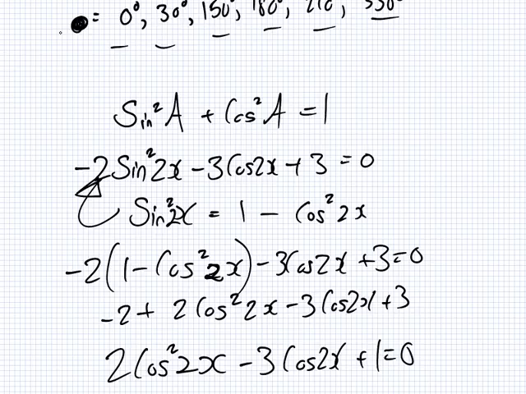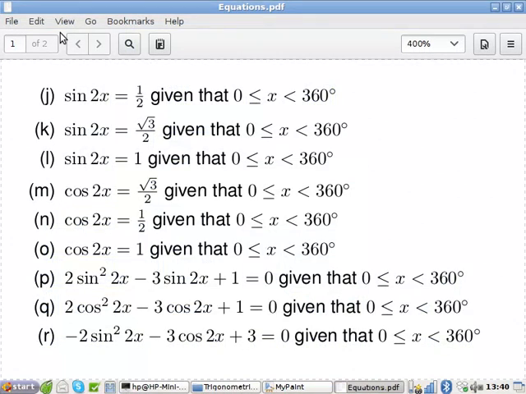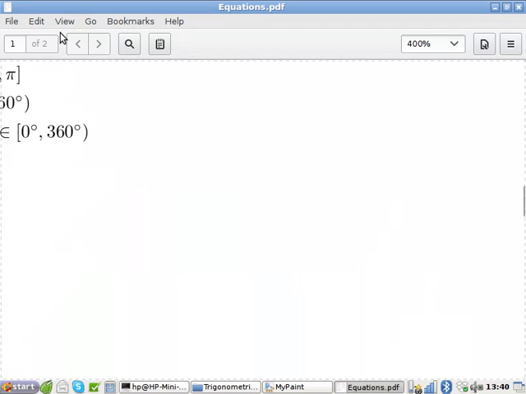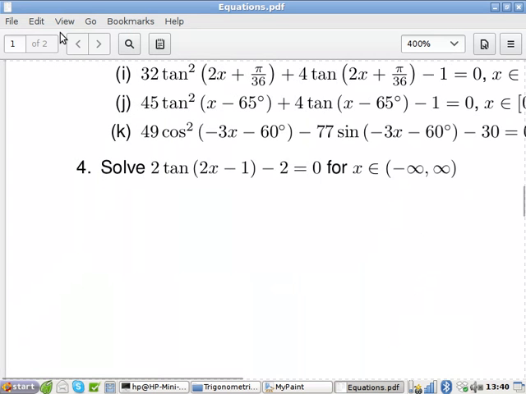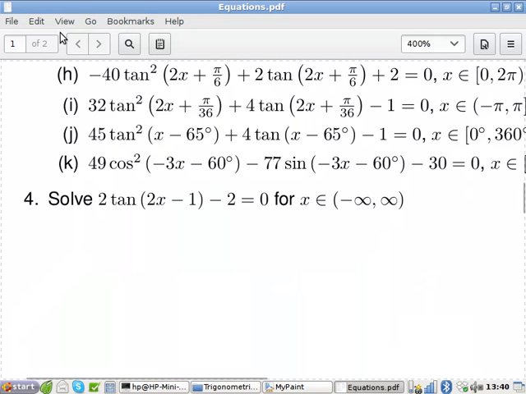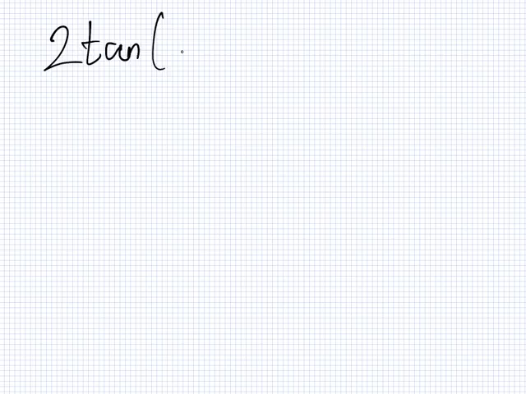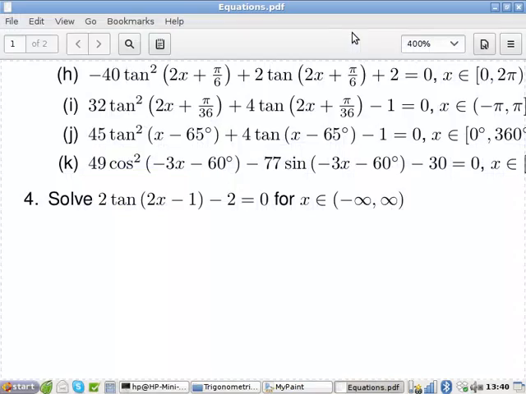Graphs next now. Where is the question? Number 4? Number 4. This one? Yes. Okay. Can you read it out to me? 2 tan open brackets 2x minus 1 minus 2 equals 0.